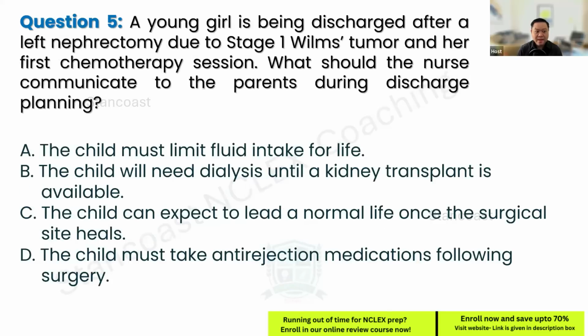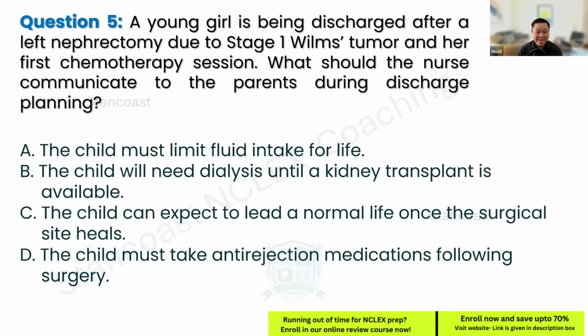Number 5, a young girl is being discharged after a left nephrectomy due to stage 1 Wilms tumor and her first chemotherapy session. What should the nurse communicate to the parents during discharge planning? A. The child must limit fluid intake for life. B. The child will need dialysis until a kidney transplant is available. C. The child can expect to lead a normal life once the surgical site heals. And D. The child must take anti-rejection medications following surgery.